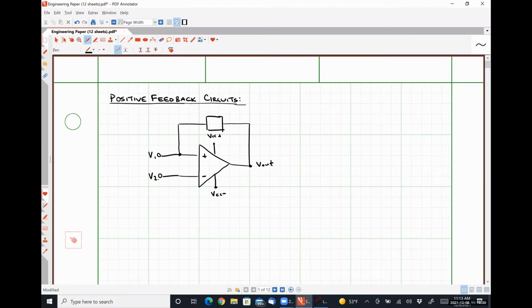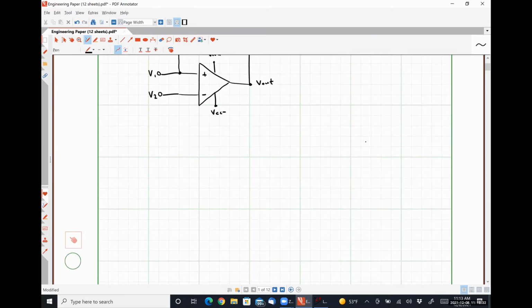So our first circuit is going to be the non-inverting Schmitt trigger. And it's going to look something like this. And I am leaving off the power supply voltages with the understanding that we know it's an op amp and so it needs to have power.